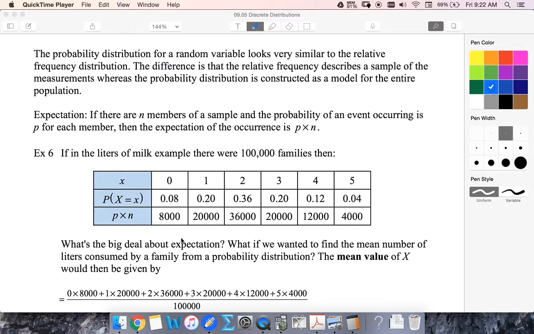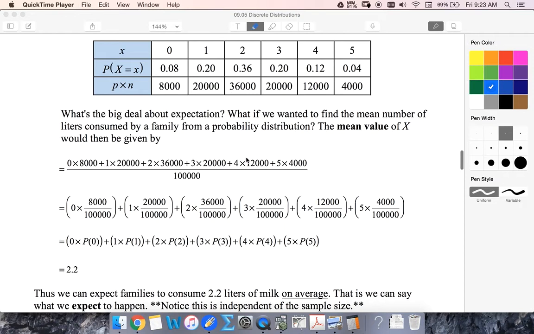But if I want the overall expected value for all families, on average how much milk does each family drink, then I would want to find the mean. So I have 8,000 families drinking 0 liters, 20,000 families drinking 1 liter. So I'm going to do 8,000 times 0, 20,000 times 1, 36,000 times 2, etc. I'm going to add all those up and then divide by 100,000. Well, that's this formula here.